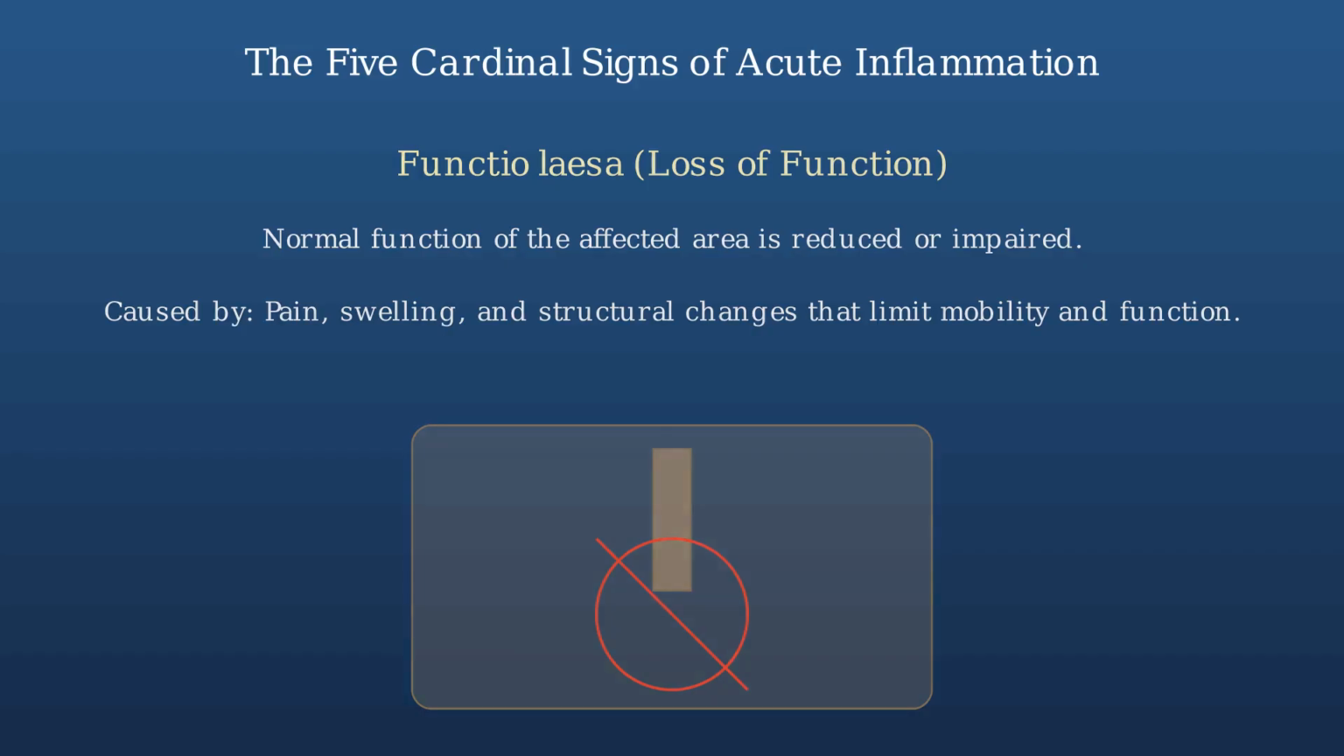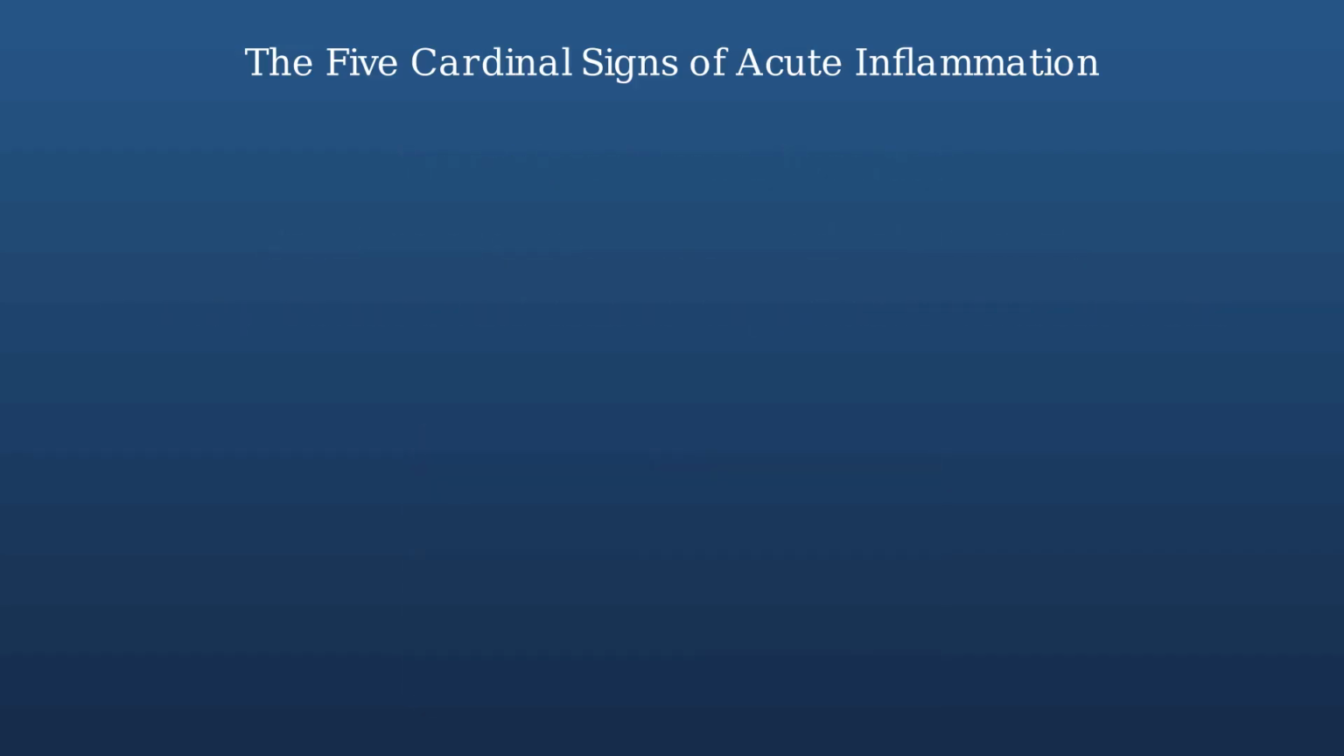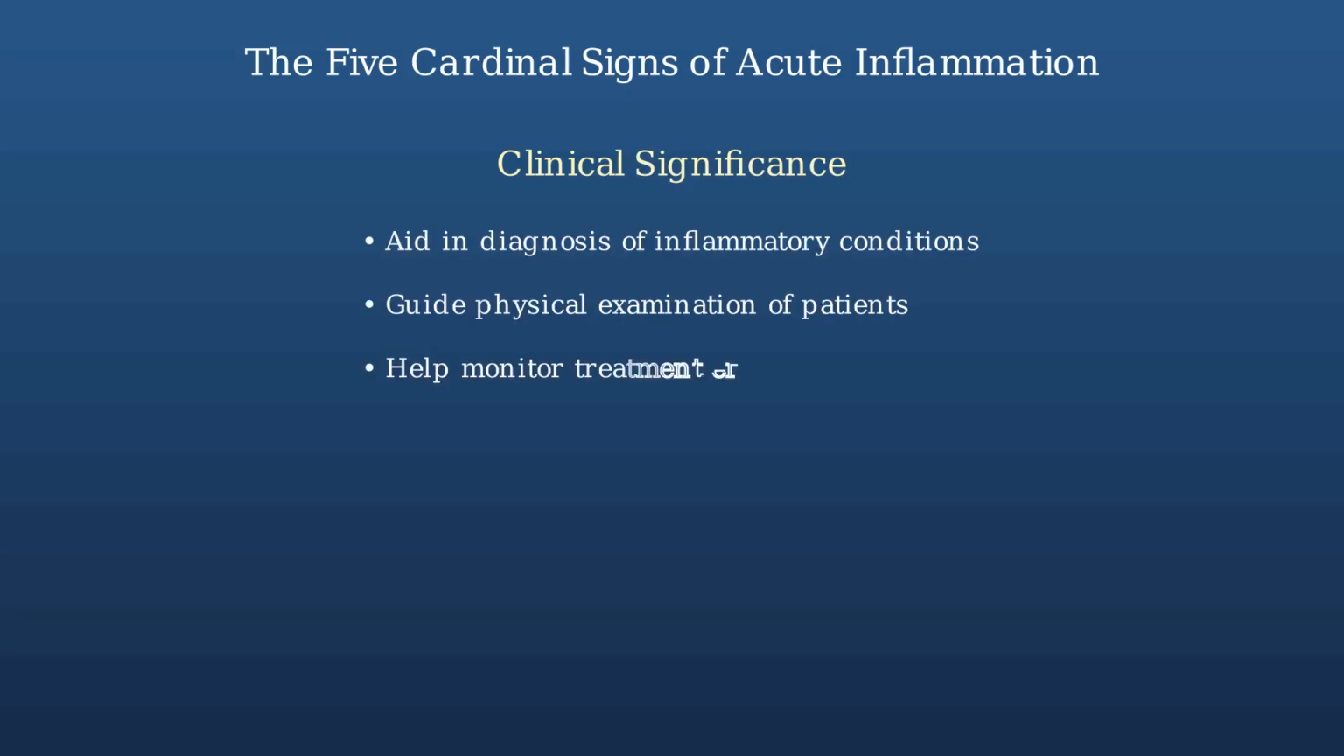The affected area typically shows reduced mobility and function due to the combined effects of pain, swelling, and structural changes in the tissue. These 5 cardinal signs are clinically significant as they help physicians diagnose inflammatory conditions, guide their physical examination, and monitor treatment effectiveness. It's important to note that not all 5 signs may be present in every case of inflammation.